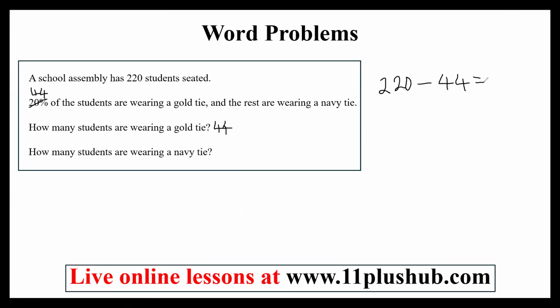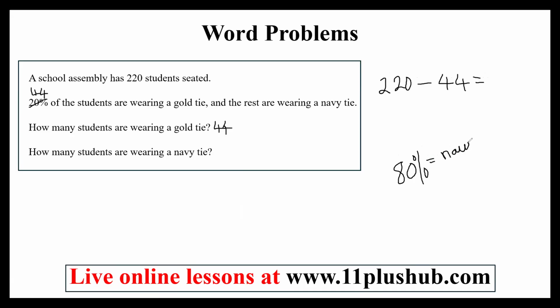The rest, because the rest are wearing the navy tie. Or, if we know 20% of the students are wearing a gold tie, it would mean that 80%, because 20 and 80 makes a whole, makes 100%, it would mean that 80% must be wearing the navy tie.